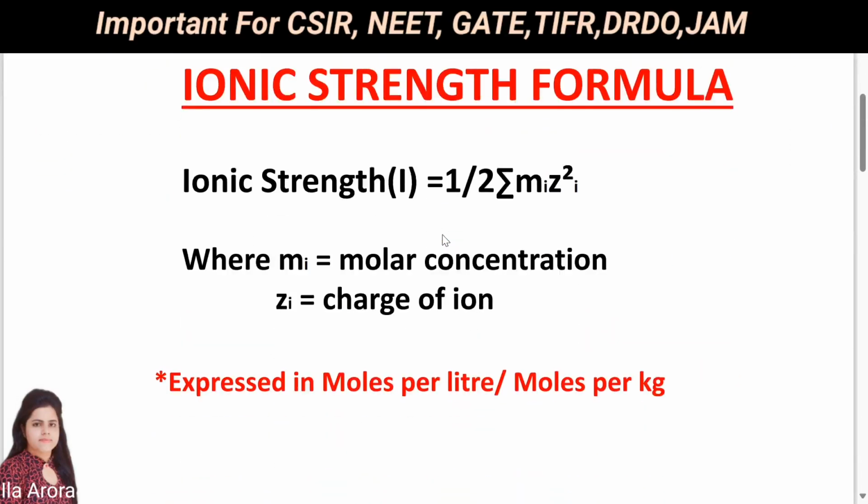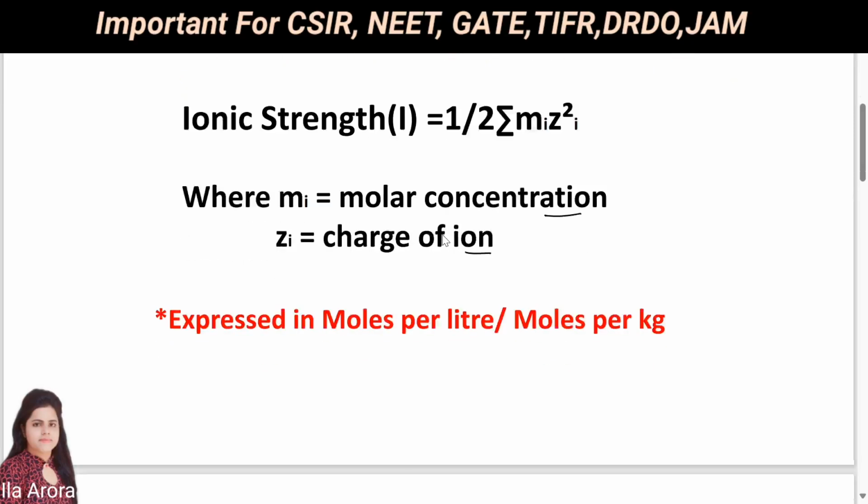Now we will go for the calculation part. Calculation is dependent upon this formula: the formula is 1 by 2, or half, summation of Mi into Zi square. Mi is the concentration part and Zi is the charge of the ion. So two things are very important, concentration and charge. It is expressed in moles per liter, or you can express it in mole per kg.